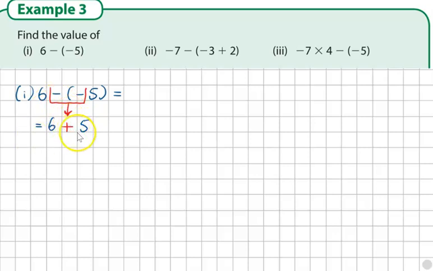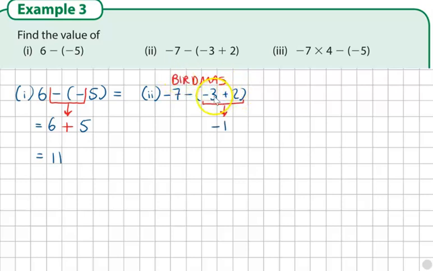And then 6 plus 5 is 11. Part 2, minus 7 minus bracket minus 3 plus 2 bracket. So I have to work out what's inside the brackets first before I do anything. So minus 3 plus 2.